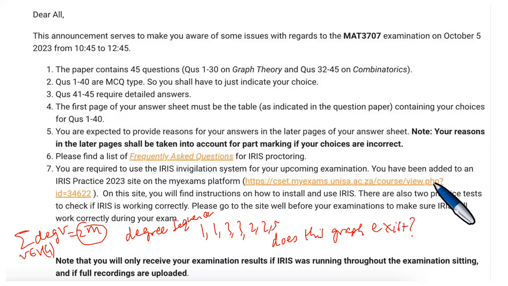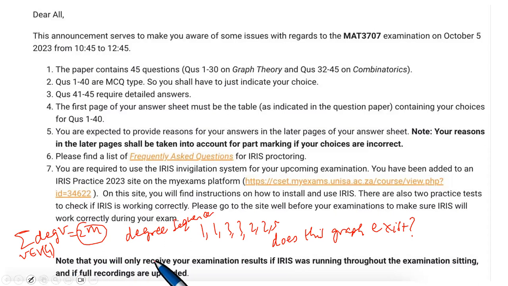Right, you have been added to an Iris practice 2023 site on the exam site platform, so you can do the Iris practice. On this site, you'll find instructions on how to install and use Iris. So it's very important. There are also practice tests to check if Iris is working correctly. Sometimes it doesn't. Please go to the site well before your examinations to make sure your Iris will work correctly during your exam.